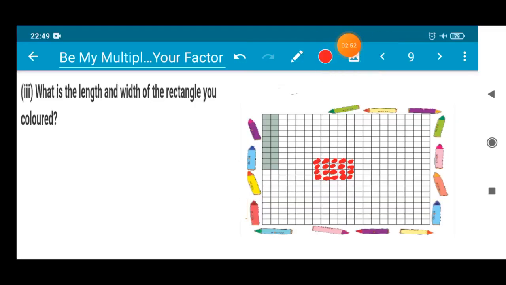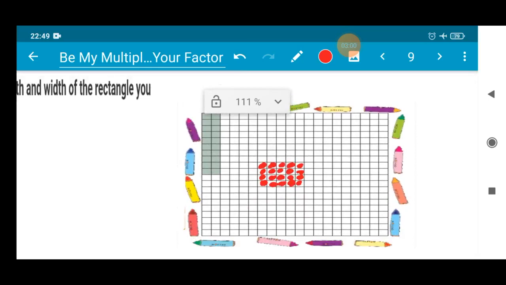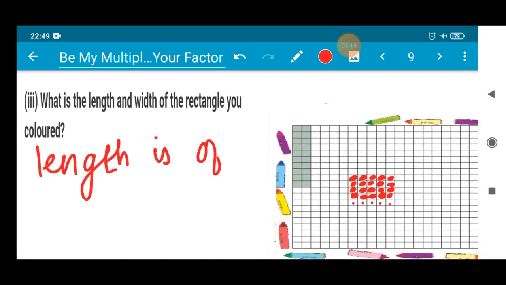Now the next question which we have: what is the length and width of the rectangle you colored? This is the rectangle I have colored here. So what is the length? The length is of course the longest side and the width is the shortest side. So length is how many? 1, 2, 3, 4, 5. It is 5 boxes. So let us write here, length is 5 boxes.